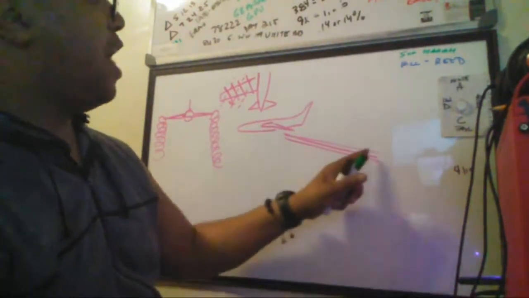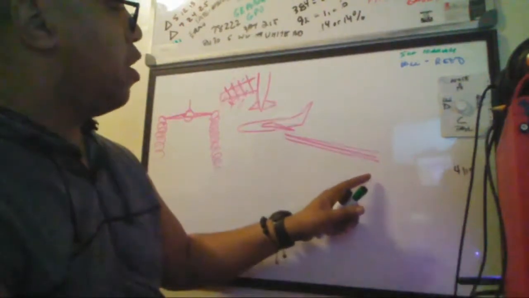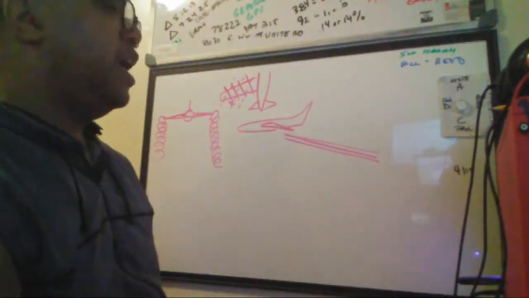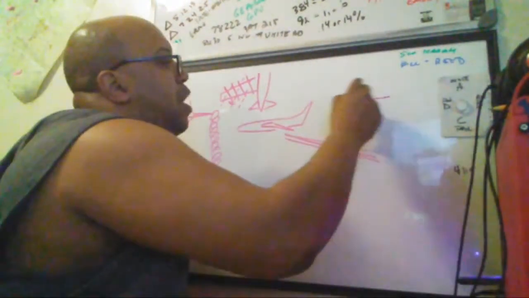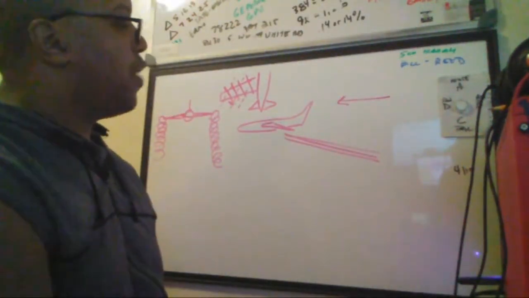So if you're flying behind this aircraft and lower, you could possibly run into the wake turbulence, and it will rock the hell out of you. So what we do is we stay above that particular aircraft's flight path or change direction.